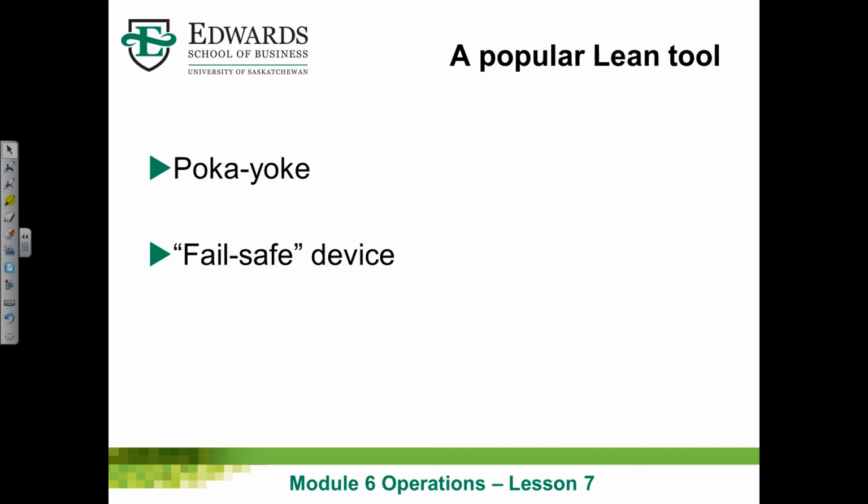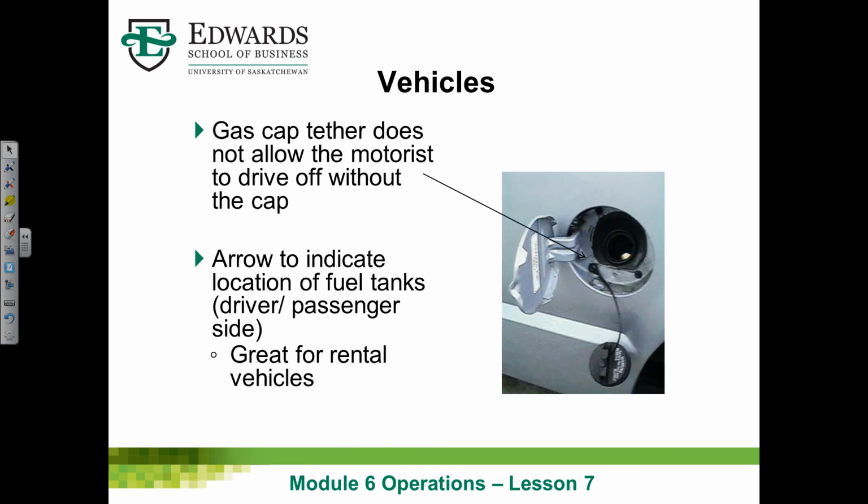Let me conclude with what's known as a very popular tool that we use in lean systems. And this is called a poka-yoke, which is a word that we've taken from the Japanese language, but it basically means a fail-safe device. It's something that's set up to reduce or eliminate the chance of a mistake occurring or an error happening. Here's an example in a vehicle.